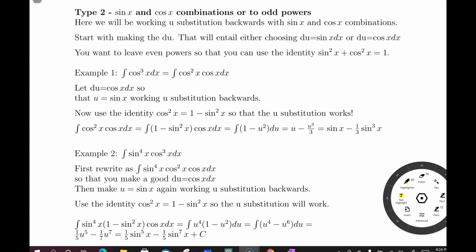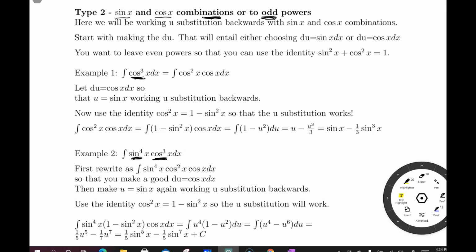Okay, so now we're going to deal with sines and cosines combined together, where there are combinations, meaning even and odd powers, or just odd powers. Remember, type 1 was just even powers. So like this one, cosine cubed, or this one, sine to the fourth, cosine cubed. This is what I would call a combination of even and odd powers. And here's one with just odd powers.